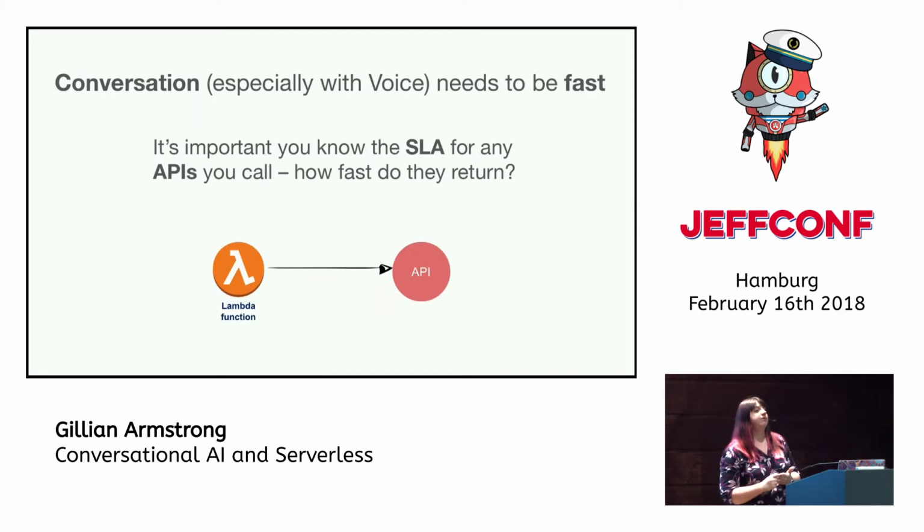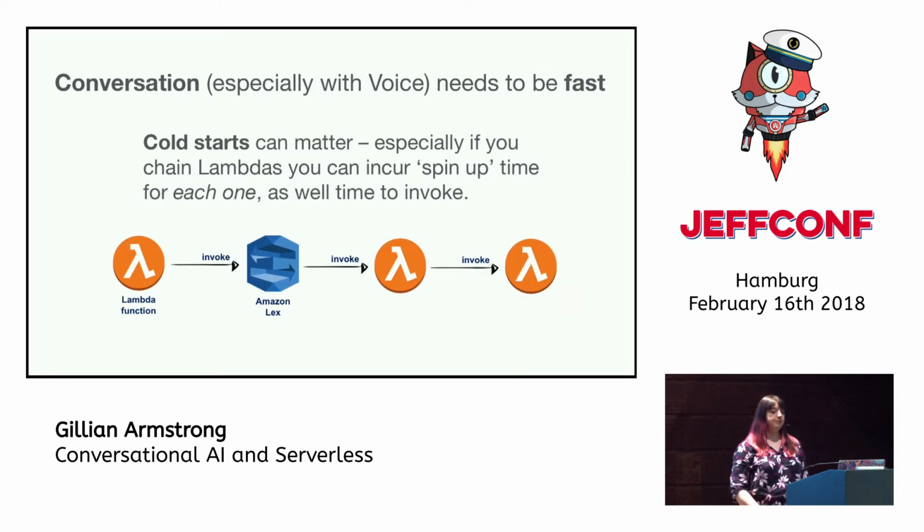Conversation needs to be fast. So while I said it was triggered by an event, it is then synchronous. Your user's not going to wait for you to get back to them at some point in the future. So you need to know your SLAs for your APIs. How quickly are they going to come back?